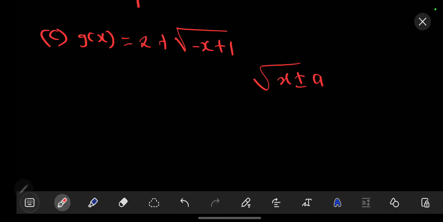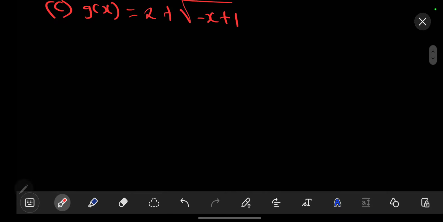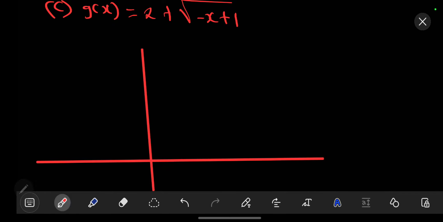So if you are provided with such a question, you have to find a way of making x positive. So we are going to say our g of x is equal to that. Same approach, we have our coordinate like that. Our mother graph, y is equal to the square root of x, is going to look like this.